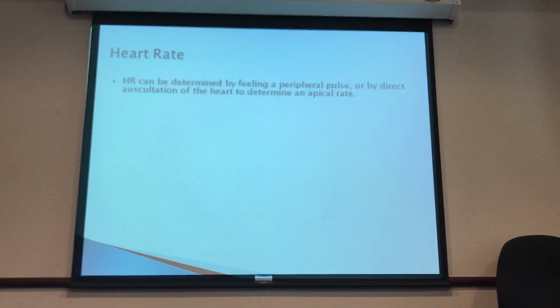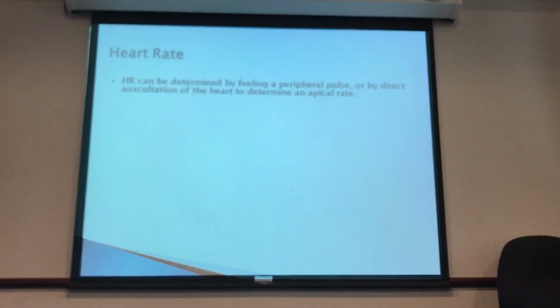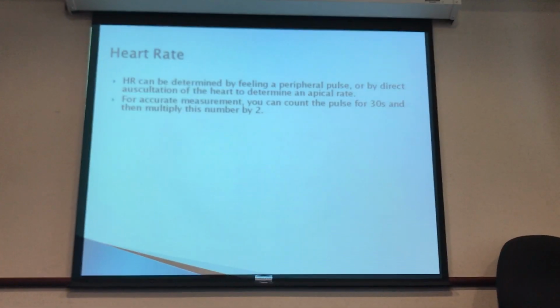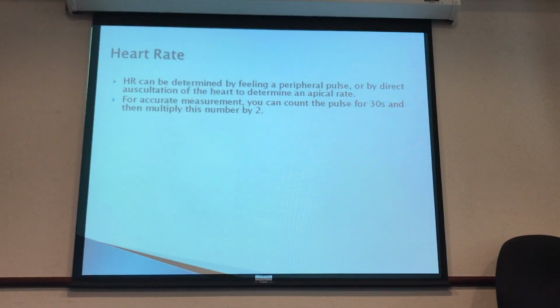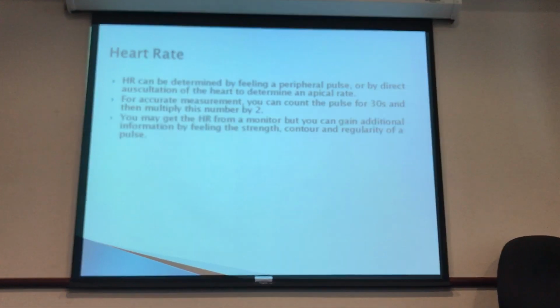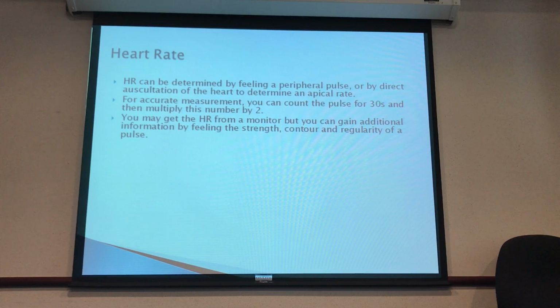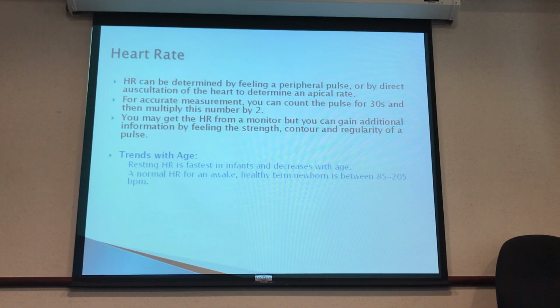So you can get a heart rate by feeling a peripheral pulse or by direct auscultation. It's best to do it for a longer period of time. I find that as well, especially in kids, because they're based on what they're doing, how they're feeling. You can obviously get the heart rate from a monitor, but if you're taking it yourself, you can get a little more information on the quality and character. So heart rates are fastest in infants, and they decrease with age. A normal heart rate for an awake, healthy term newborn is between 85 and 205. So there is a fair bit of variability there.